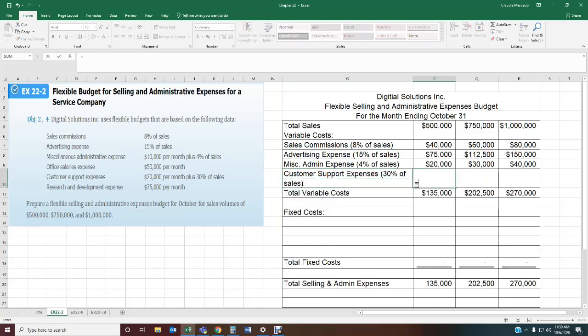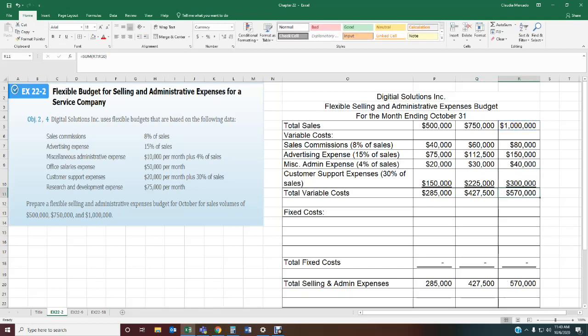We're going to get our sales volume times our 30%, and we're going to do that for each of the sales volume figures. We just multiply the sales volume times the percentage, which in this case is 30%. So $1 million times 30%.